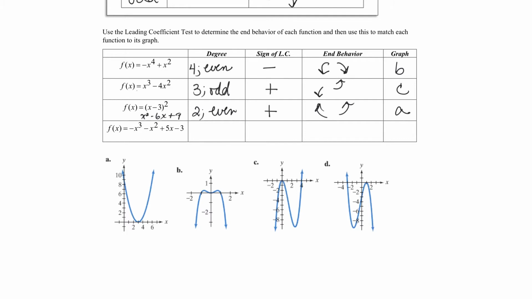And then finally, the last example, it's in descending powers of my variable, so my leading term is negative x cubed. The degree is 3, which is odd. The leading coefficient is negative, so it's going to look like my parent cubic that's been reflected in its end behavior. And so it's going to look just like this. It's going to be like graph D, or it is graph D. So we should be able to fairly easily determine the end behavior of given polynomial functions.